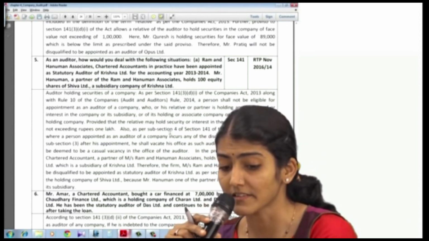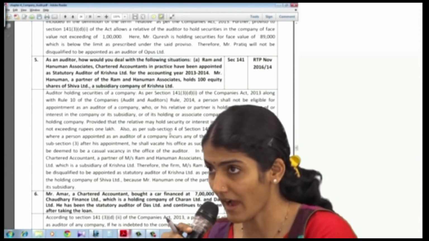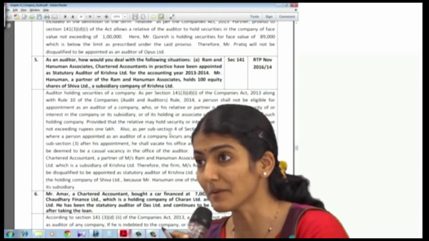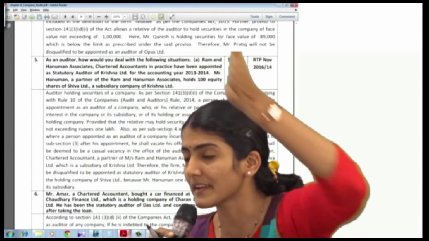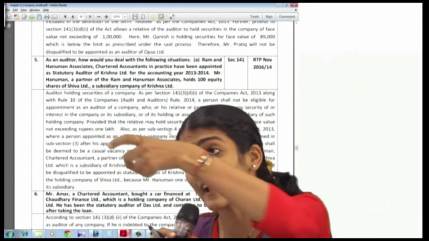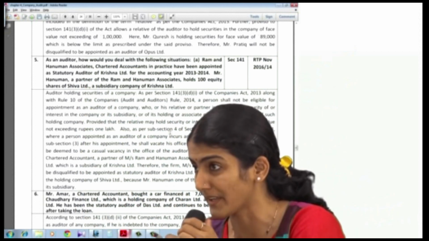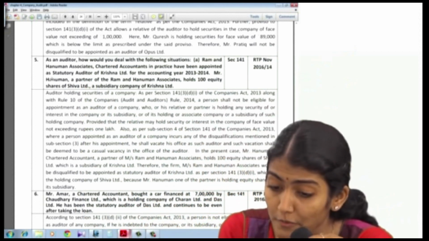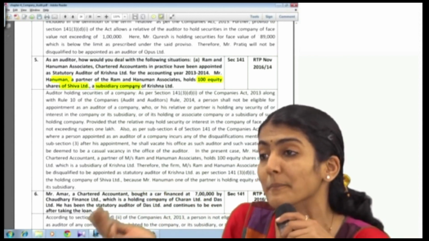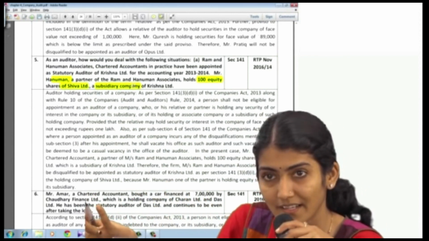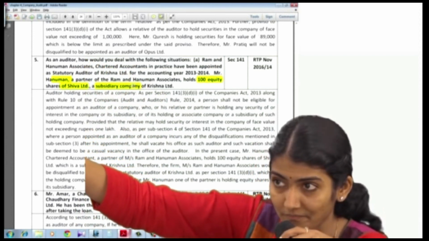Why public interest? Company law only applies, no public interest. My partner, my relative, we cannot hold shares in the company, holding, subsidiary, associate, or any other subsidiary of the holding, except that a relative can hold up to the face value of rupees 1 lakh in the company. So here, what does it say? Hanuman, a partner of the firm, is holding 100 equity shares of a subsidiary company. So that is clearly attracted by the disqualification. So no public interest is required over here.